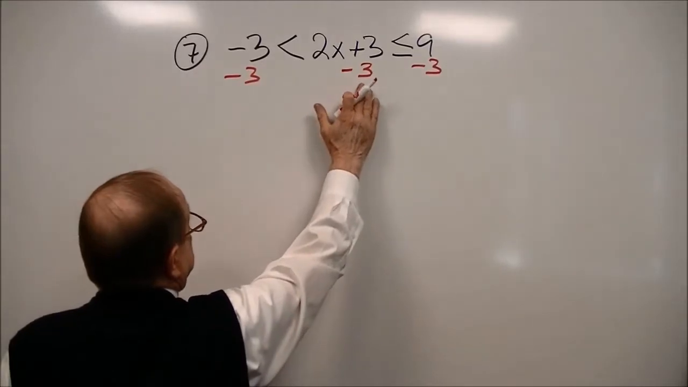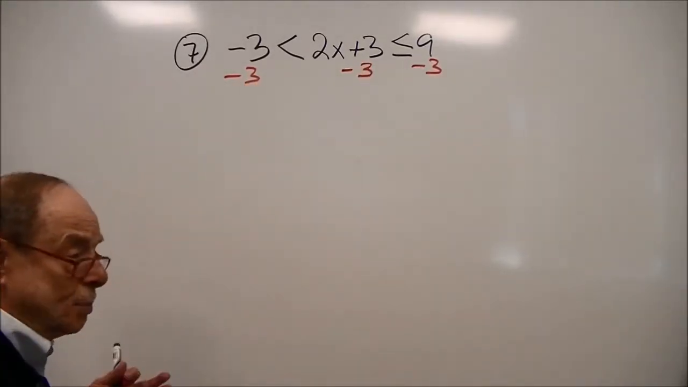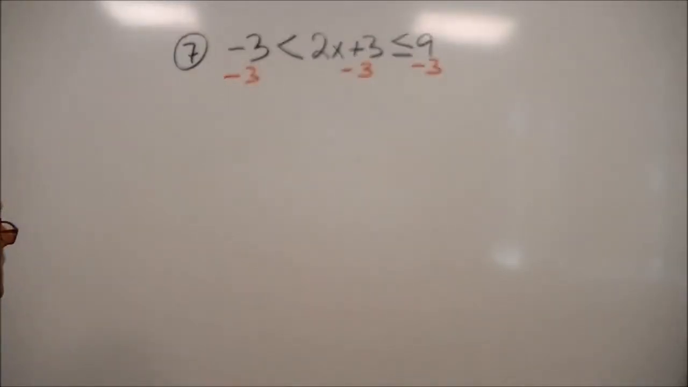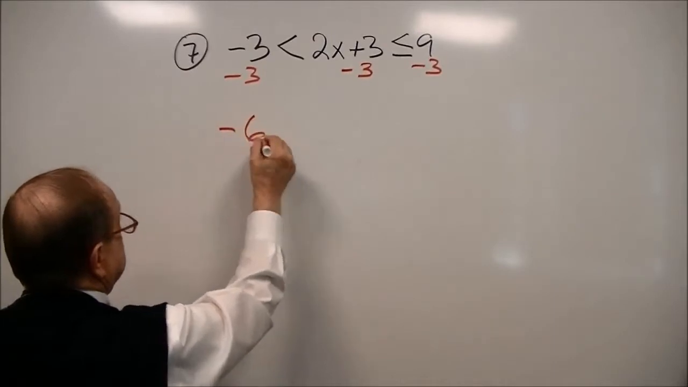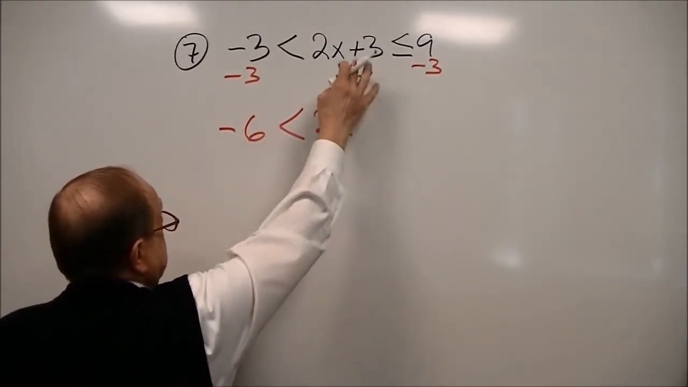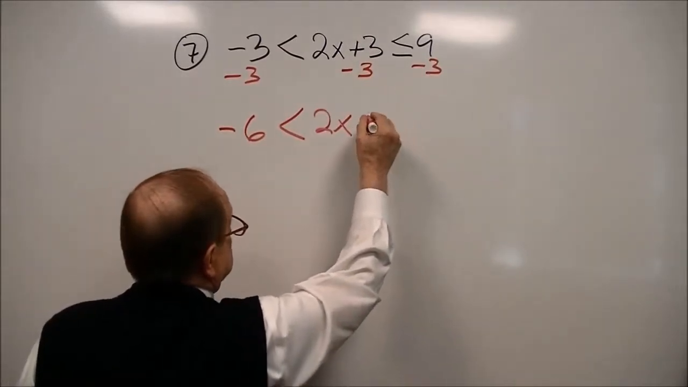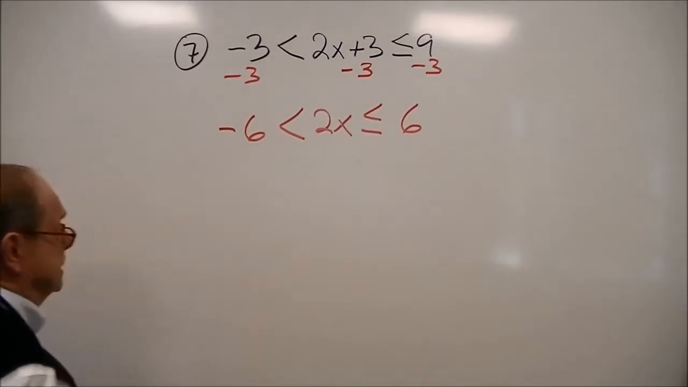That is, we have to take away 3 from this, this, and this. In a sense, each part of our inequality. So this becomes a negative 6 is less than 2x. This cancels out. And this becomes is less than or equal to 6.